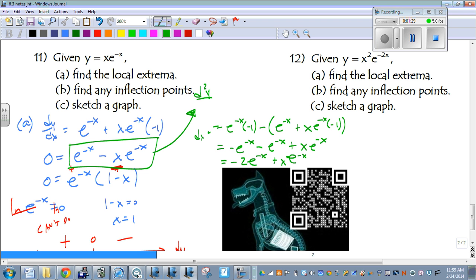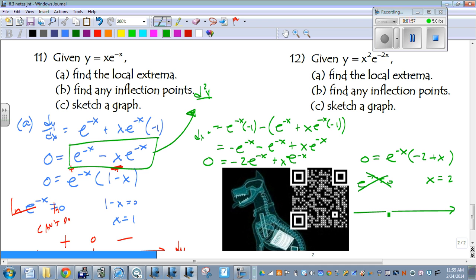Well, we need to figure out when those two are 0, first of all. So we can factor an e to the negative x out. So we've already figured out from part A that e to the negative x cannot equal 0. It doesn't work. But x plus negative 2 can equal 0, and that happens when x is 2.